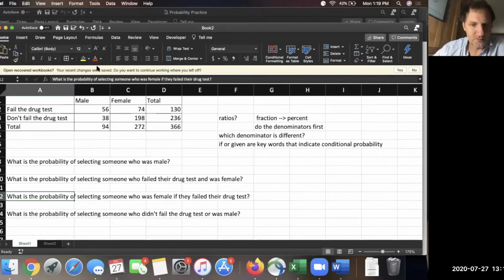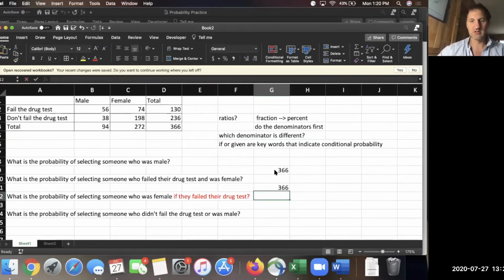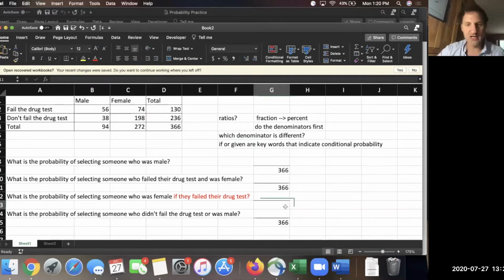Okay. So that tells me 2 things right away. Number 1, that's the only one of these that's conditional, which means the others have the denominator of 366. So I'm just going to go ahead and fill those in. And how would you use the words to tell what's the denominator of this one, which is different? What's your strategy for that?